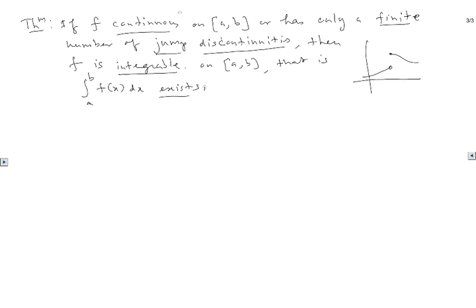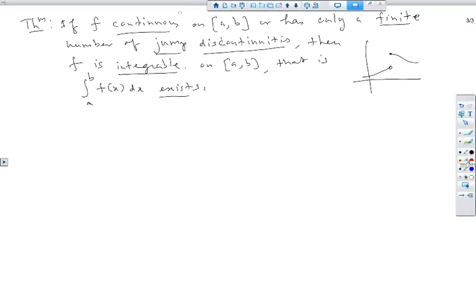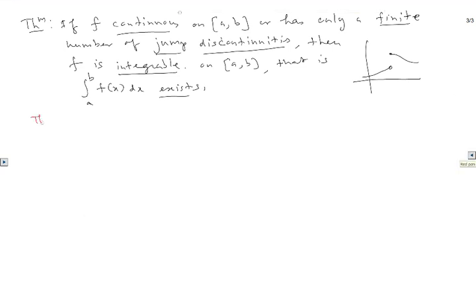For the moment, just remember that if the function is continuous or has only a finite number of jump discontinuities, then the function is integrable. Integrable means the integral from a to b of f(x) dx exists and equals the limit that we discussed at the beginning of the slide. So let's write it again as another theorem.